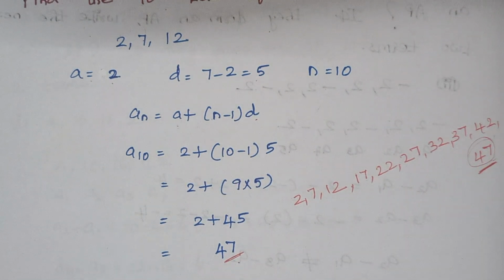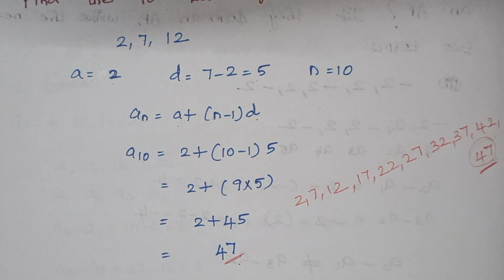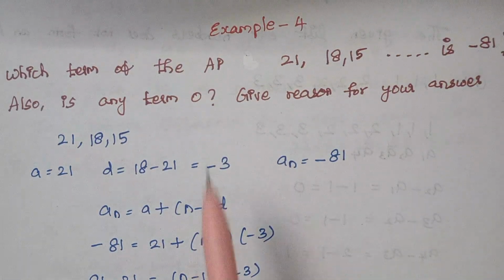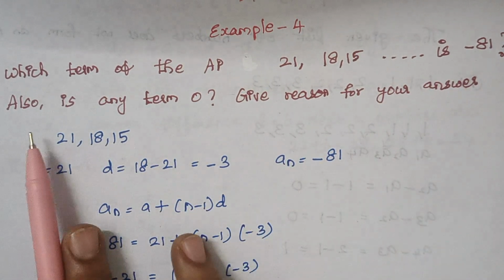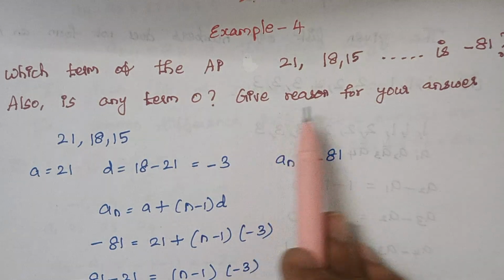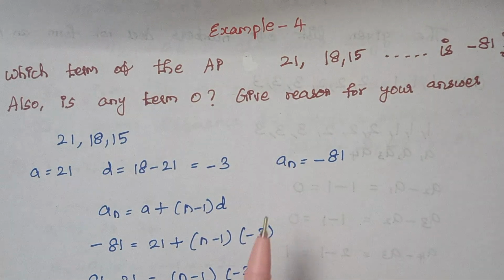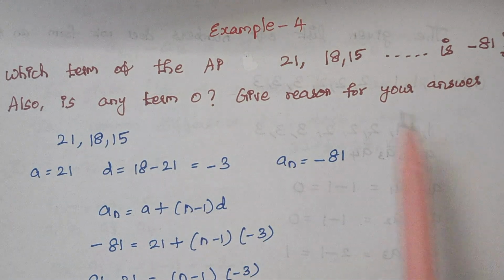Right. Now we are going to discuss example 4. You see, which term of the AP is -81? Also, is any term 0? Give reason for your answer. So here we are given an AP, right?